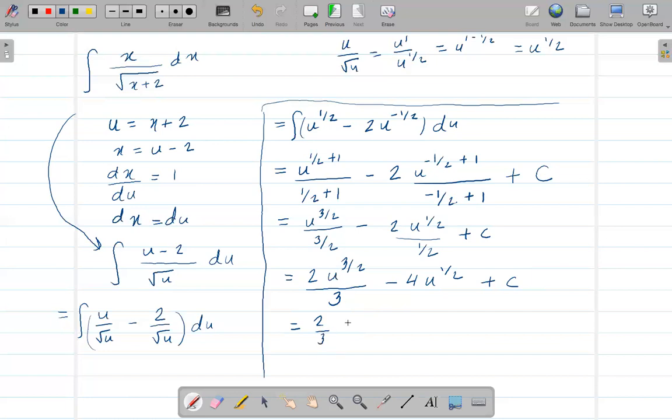So u is x plus 2 to the power 3 over 2 minus 4 times, again, u is x plus 2 to the power 1/2 plus c. There you go. All right.